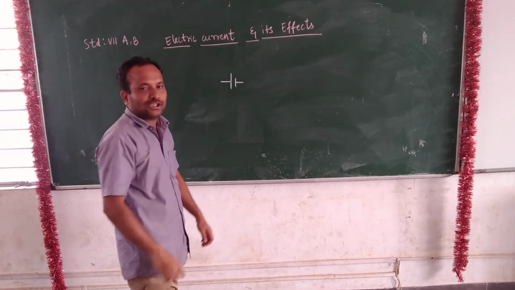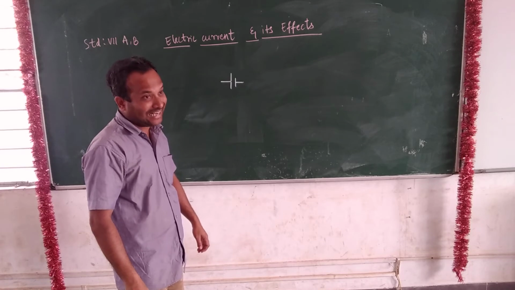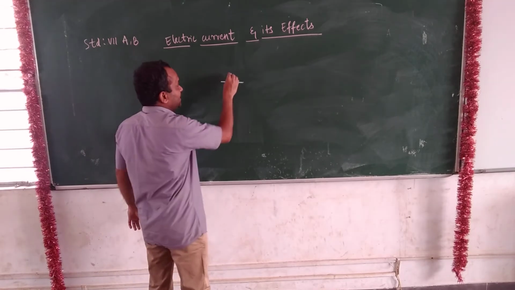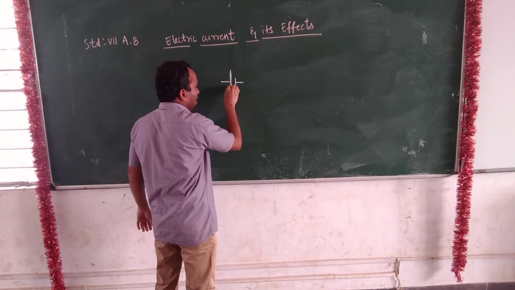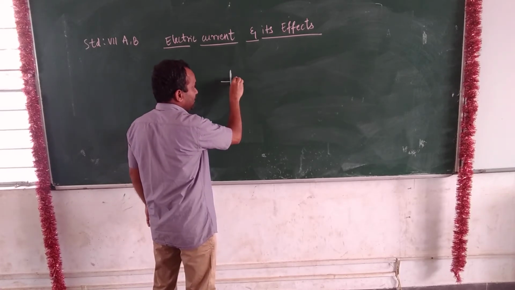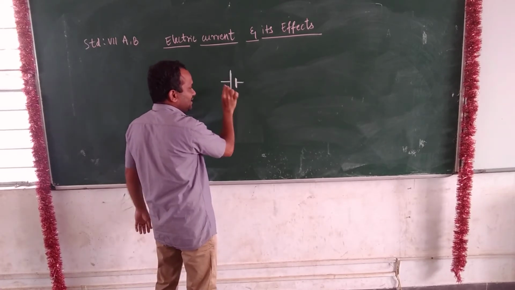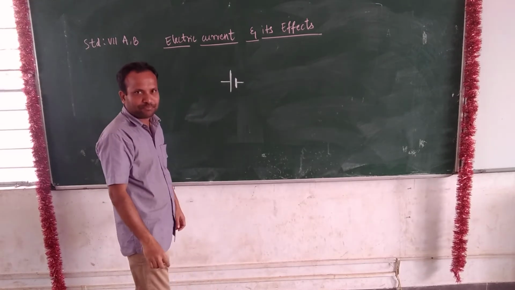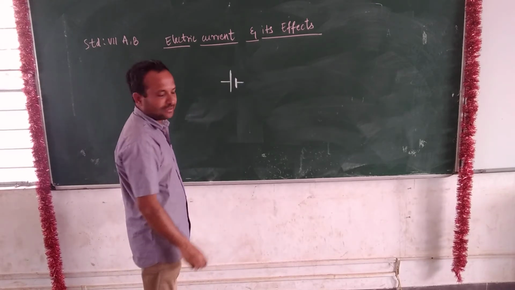This is the symbol for a cell. A long line will be there, and after that we have a shorter line which is a very thick line. So this is the symbol for the cell.